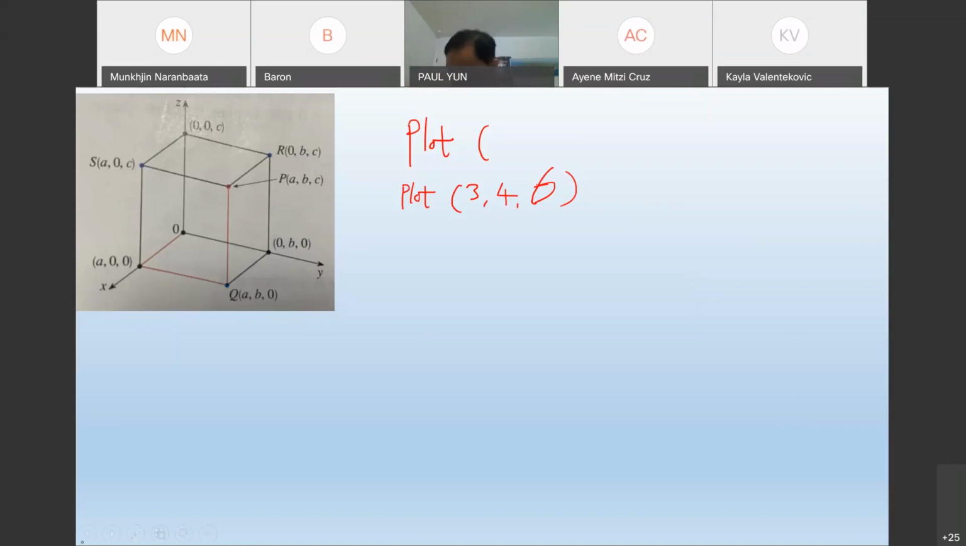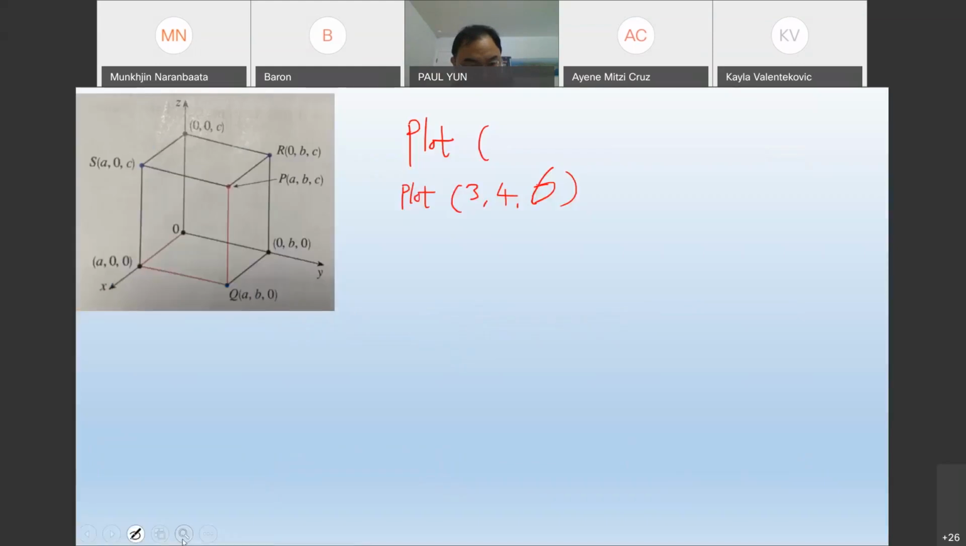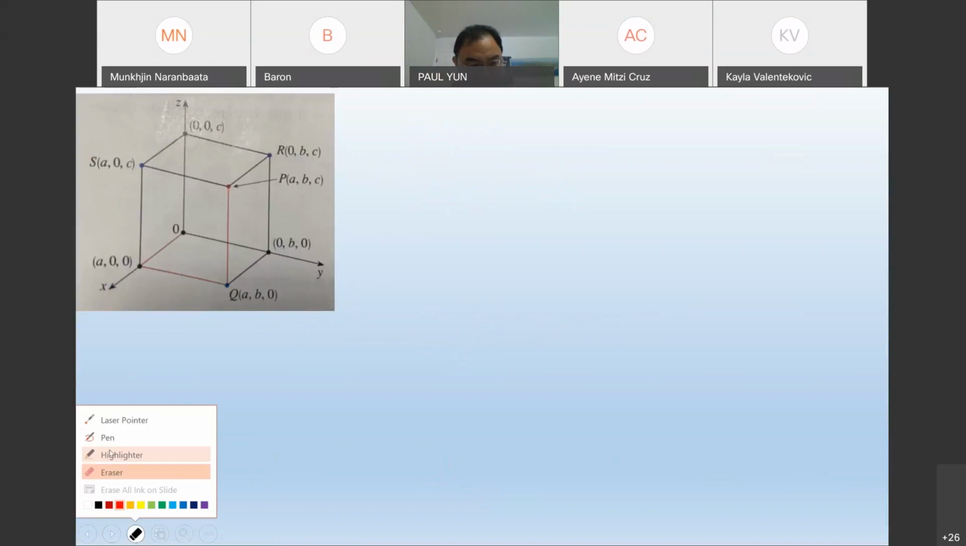So here's one. Let's begin. Yeah. So let's plot this point here, 3, 4, 6. Okay. So plot 3, 4, 6. I thought about this. You know the easy way? Do this way.